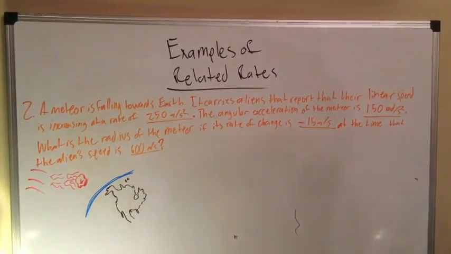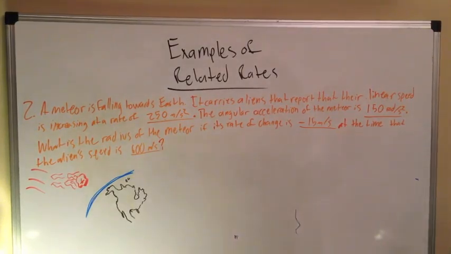Now let's try another example of a related rate, but this time it is an application of the semi-real world. Let's say that a meteor is flying towards Earth and it carries aliens that report that their linear speed is increasing at a rate of 250 meters per second. The angular acceleration of the meteor, because it is rotating, is 150 radians per second squared. And so what is the radius of the meteor if its rate of change is negative 15 meters per second at the time that the alien speed equals 600 meters per second?